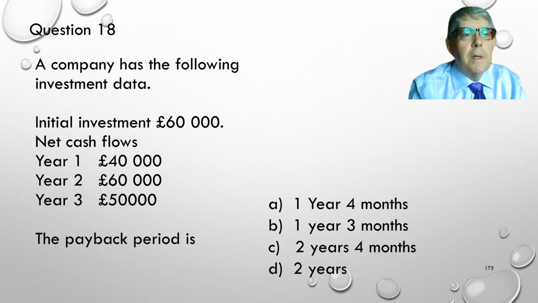Question 18. A company has the following investment data: initial investment of 60,000 and net cash flows of year 1, 40,000, year 2, 60,000, and year 3, 50,000. The payback period is A, 1 year, 4 months, B, 1 year, 3 months, C, 2 years, 4 months, or D, 2 years.